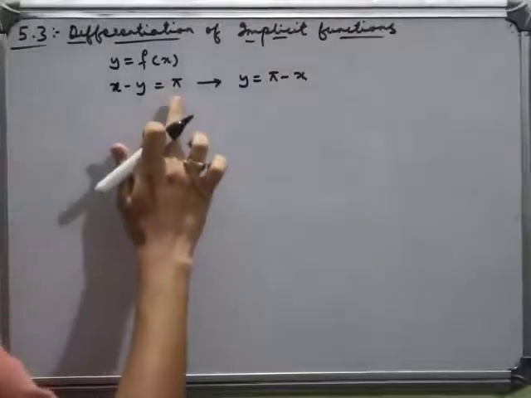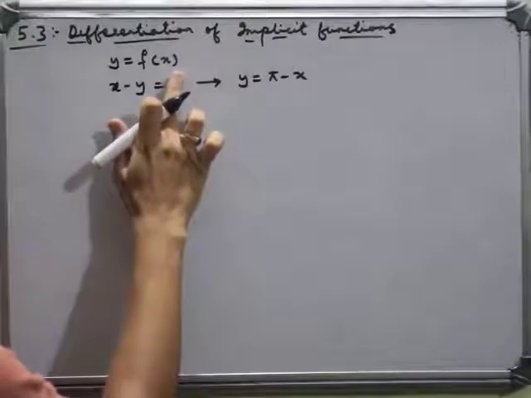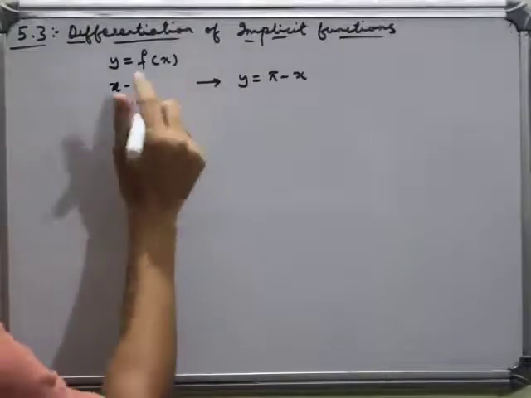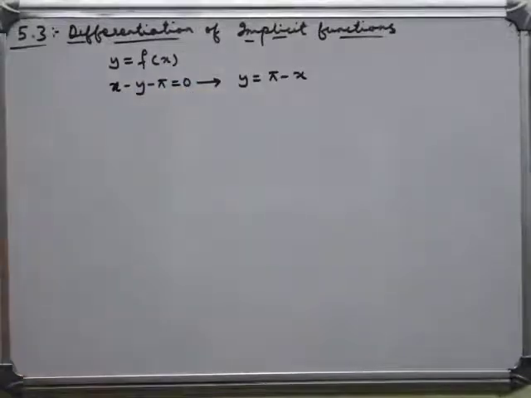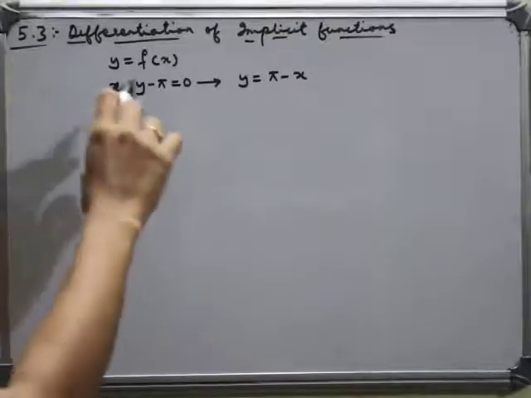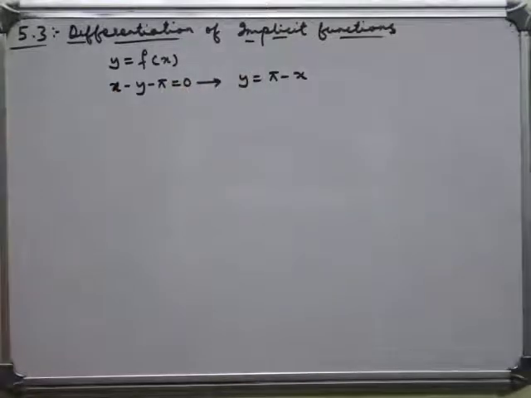I think it was given like this: x minus y minus pi is equal to 0. This is the given function in the textbook. And after making the transpose, I can write it as y is equal to pi minus x. So still this qualifies as an explicit function. This is not an implicit function.